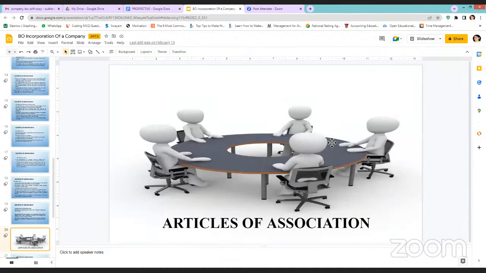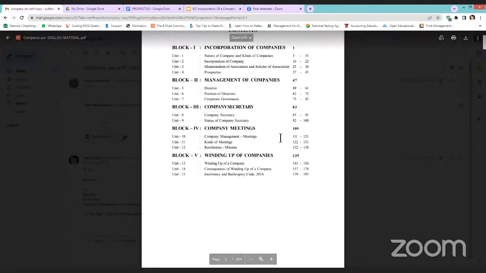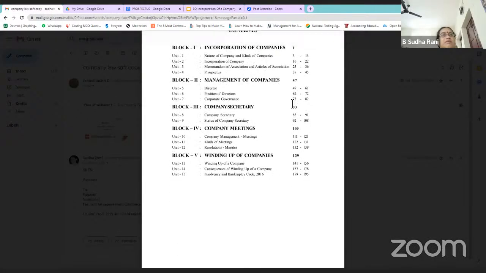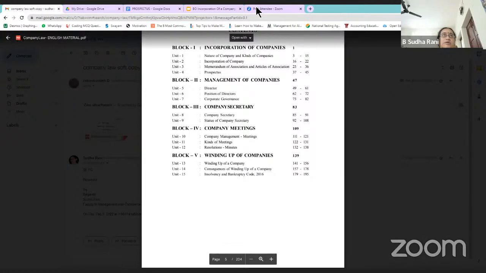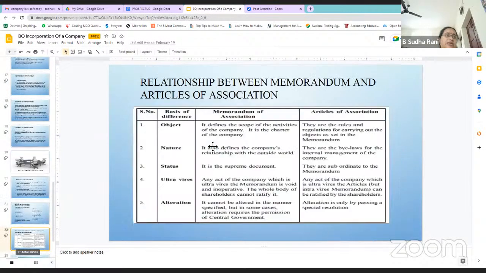Okay. In the next week, again, we'll have one more class. On that day, we'll start with the second block, which is about directors. The second block is about management of companies, directors, types of directors, their positions, and corporate governance. We're going to learn about it in our next class, probably next Sunday.